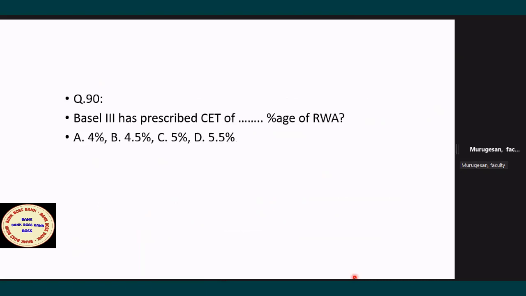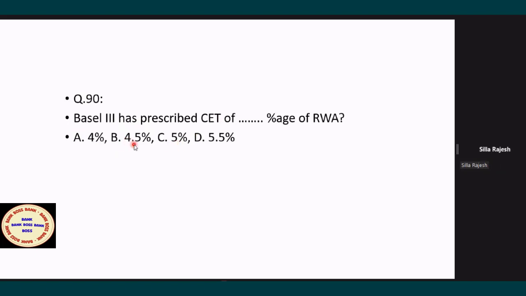That is 89. 90, you see the question. Basel 3 implementation, I think this also will be repeated in the balance sheet. Basel 3 has prescribed CET, common equity tier 1, how much?